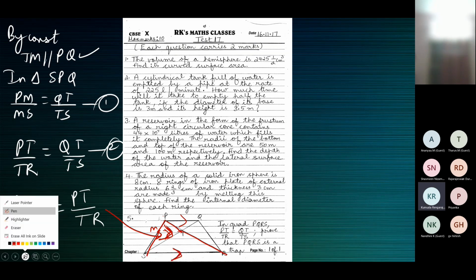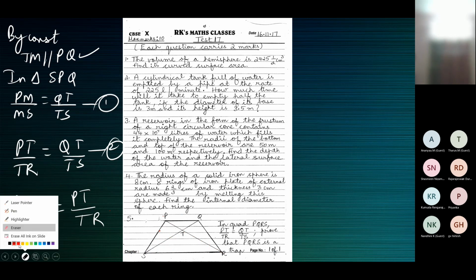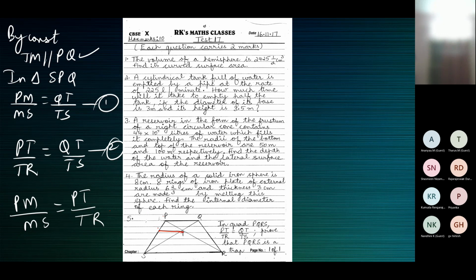Because if you see the sides, PM by MS is equal to PT by TR. So this is the triangle. If this proportion is true in this triangle, that means MT is parallel to SR by converse of BPT.